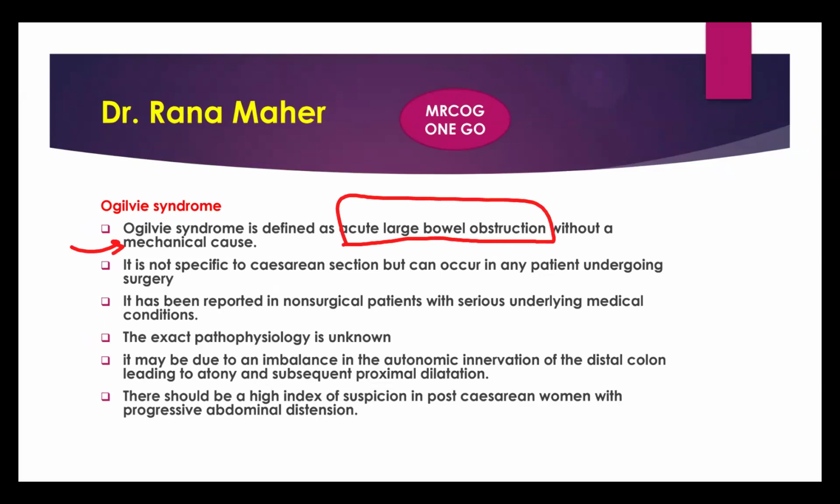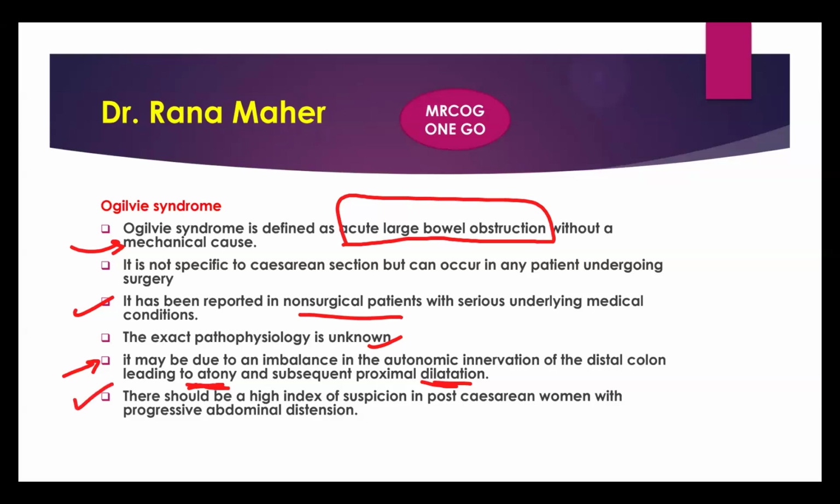It can come with any patient going to any abdominal surgery, undergoing surgery. It has been reported in non-surgical patients as well, right? But with a serious underlying medical condition, not a healthy person will come with Ogilvie syndrome. The exact pathophysiology is unknown. We don't know why this can happen, but it can be an imbalance between the autonomic innervation of the distal colon. That's why we might need to consider neostigmine. This is the reason, because one of the theories is that it might be autonomic disturbance, right? And this will lead to atony and subsequent dilatation. You got it?